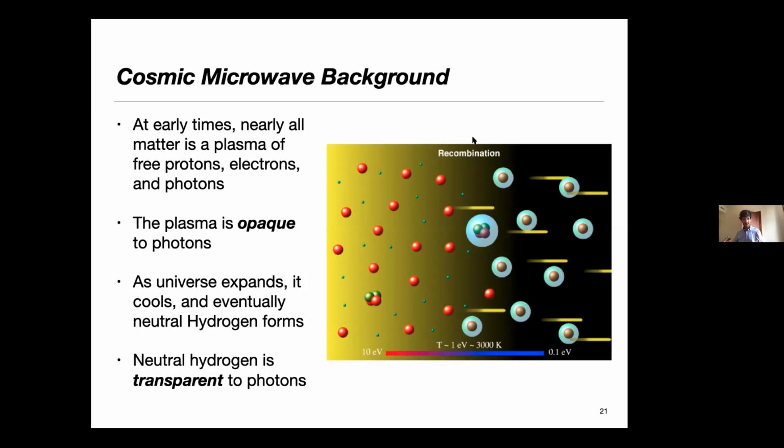So when we observe this radiation, we're really looking at this glow. It's a pristine picture of this glow from when the universe was in this early state called recombination, which was about 400,000 years after the Big Bang. We're today about 13.5 billion years after the Big Bang. So this is a very early time.